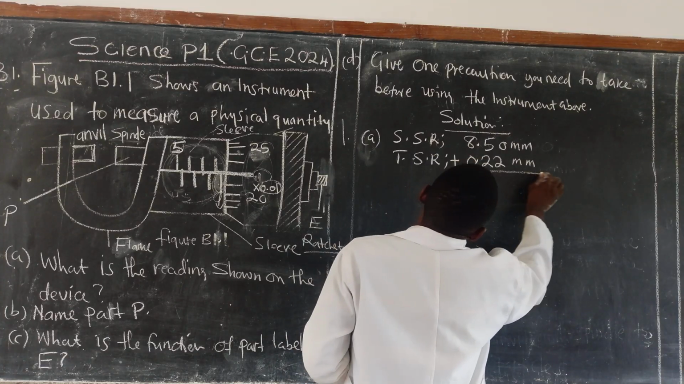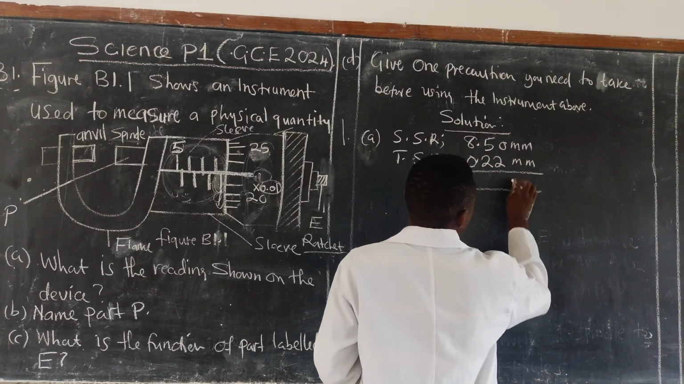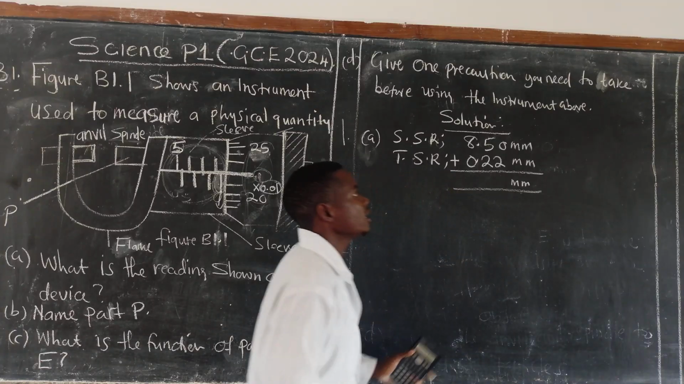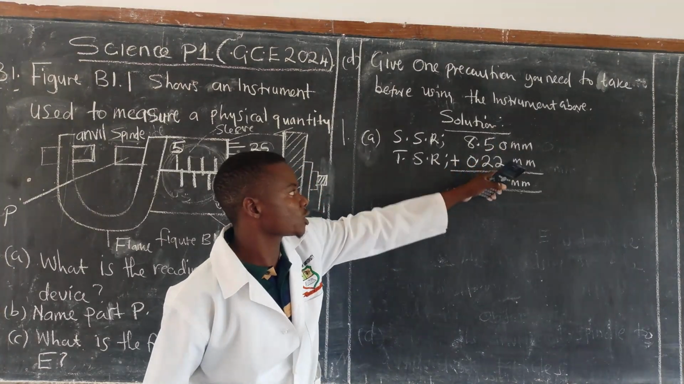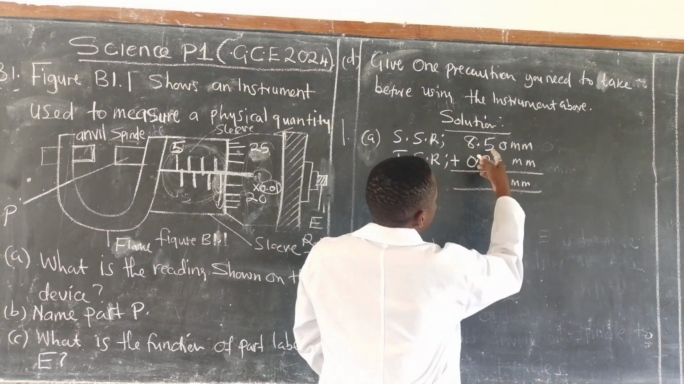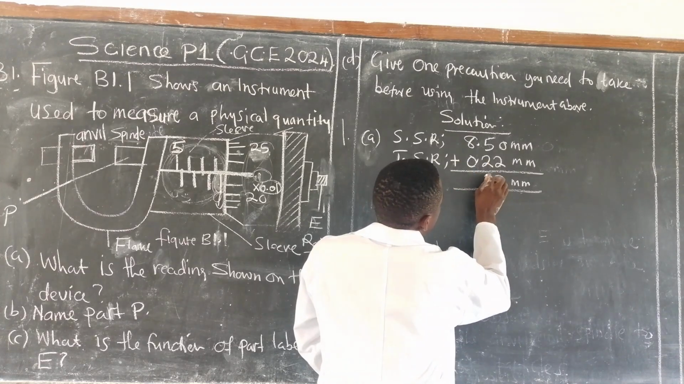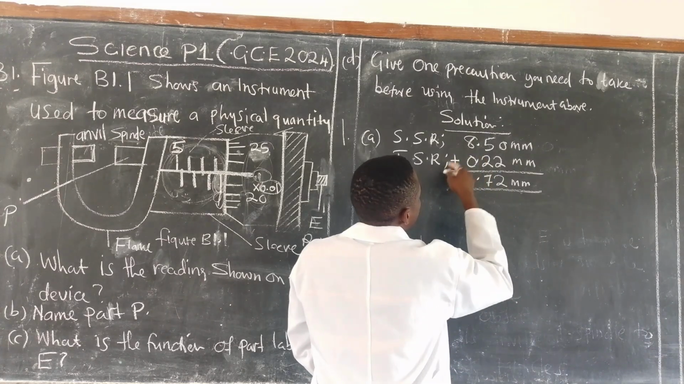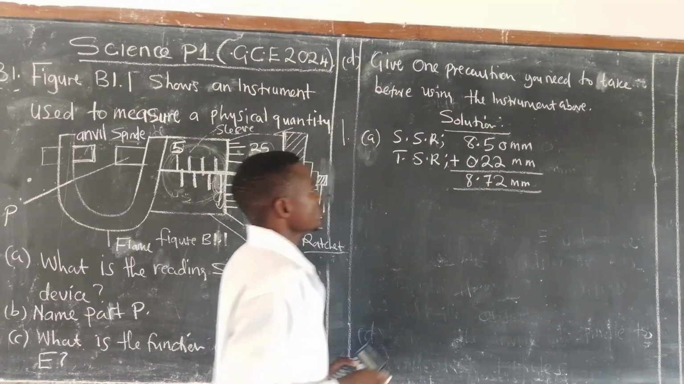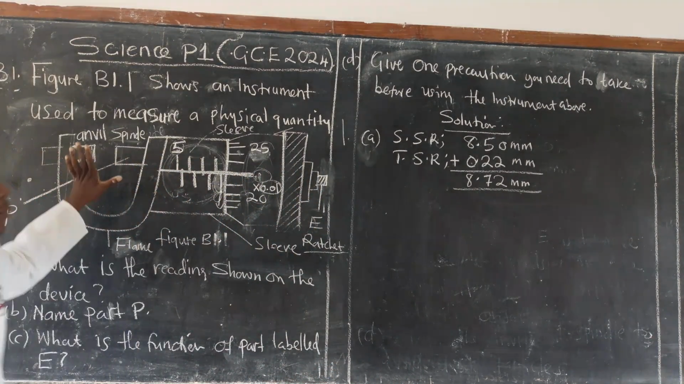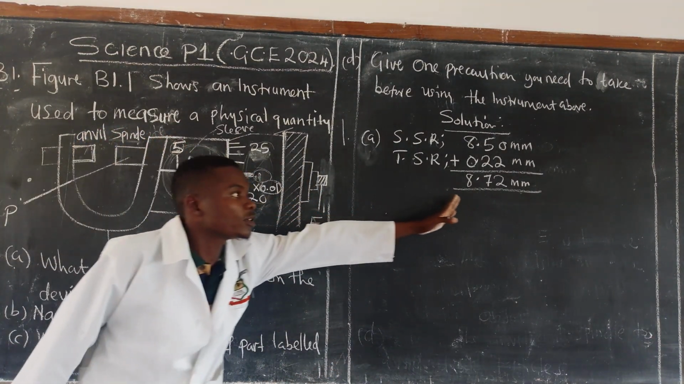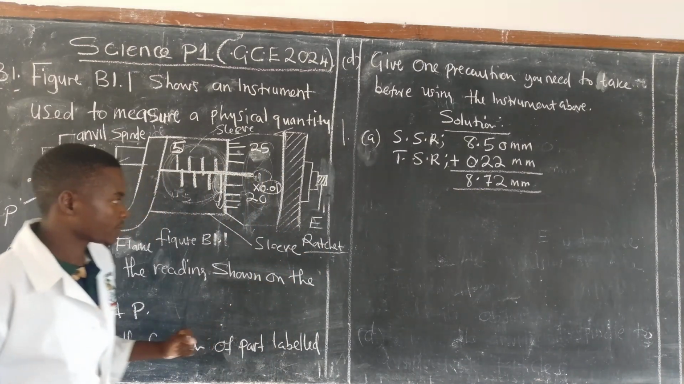Then at the end, what do we do? We add. So in millimeters, we have 0 plus 2, it is a 2. 5 plus 2, it is a 7 point. 8 plus 0, it is an 8. So the reading on the micrometer screw gauge here is 8.72 millimeters.